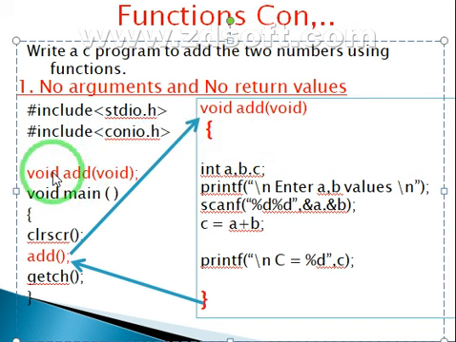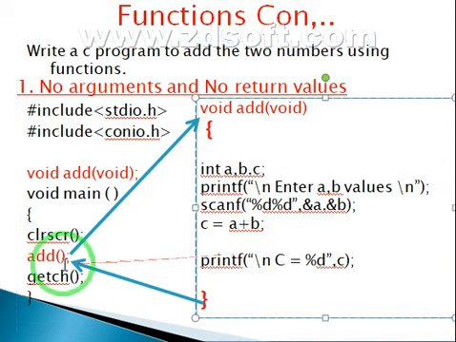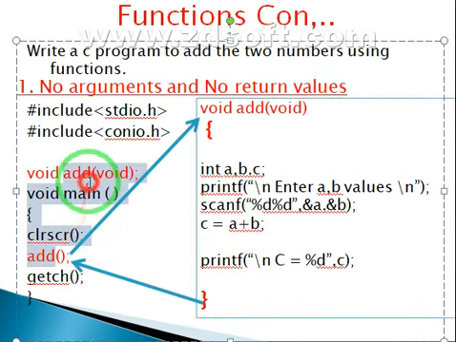Okay, so outside, before the add function name, we write void. So this indicates the return value. So void means no return value from the user defined function to the function call. Okay, we are not returning any information from the user defined function to the function call. Similarly, within the open and close braces, I write void. So we are not passing any parameter or sending any data from the function call to the user defined function.